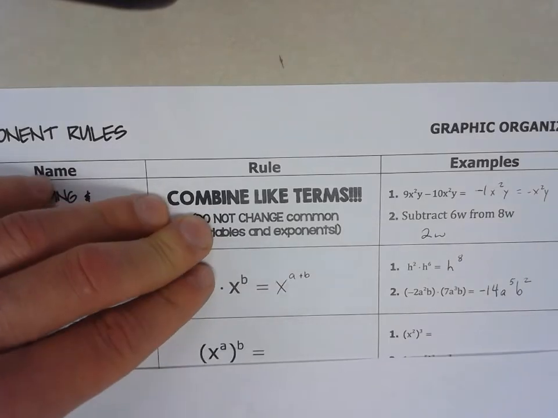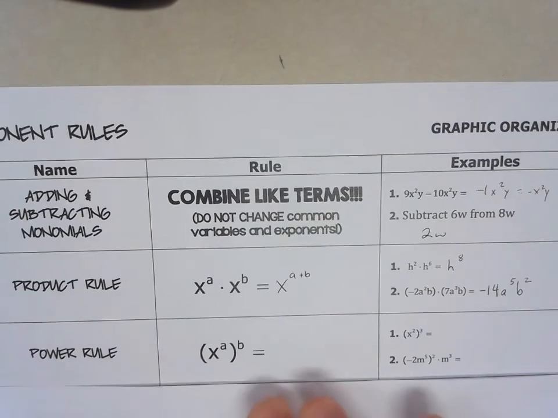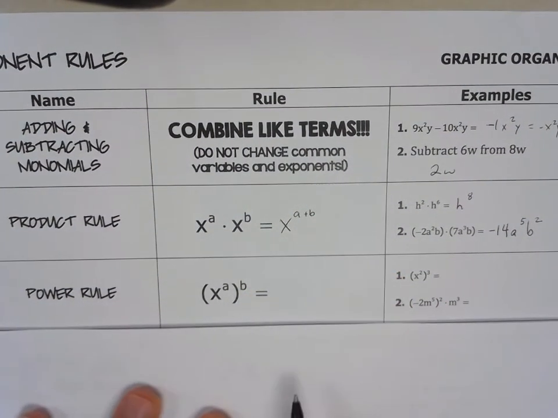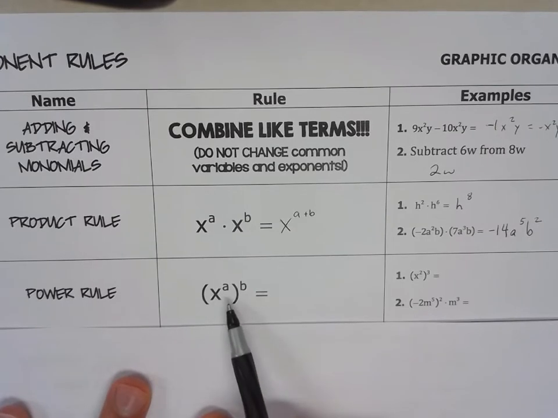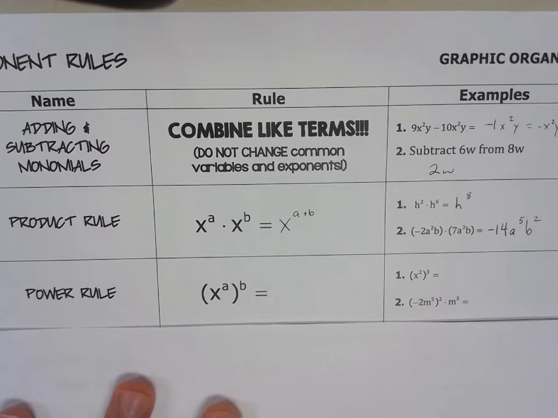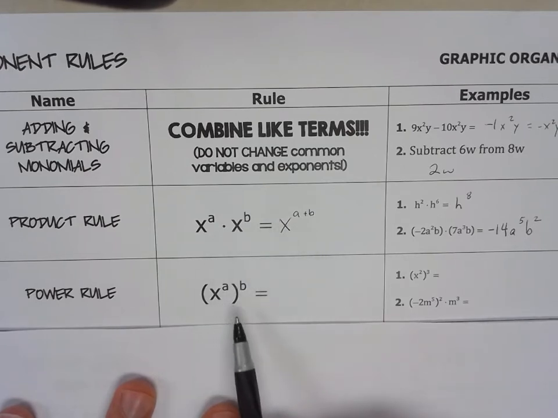Power rule. So if that's our product rule, our power rule as such. Great. So in this case, we have x to the a, all to the quantity of the b power, right? X to the a to the b power. Okay. So that means everything inside there is going to be raised to the b power. So it's not going to be the same thing as this. So don't get confused there. Don't try to add these together, because we see how it's different.